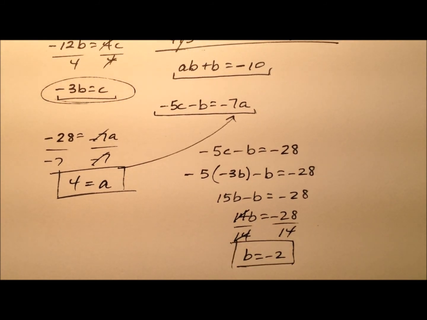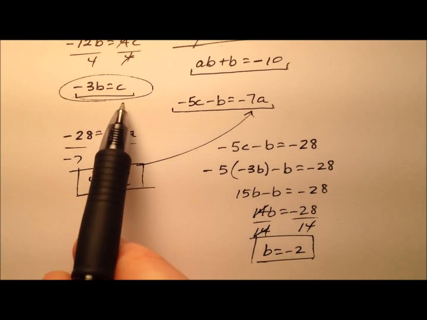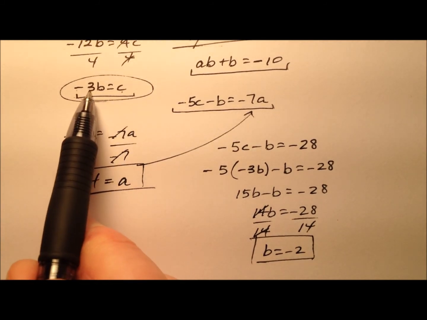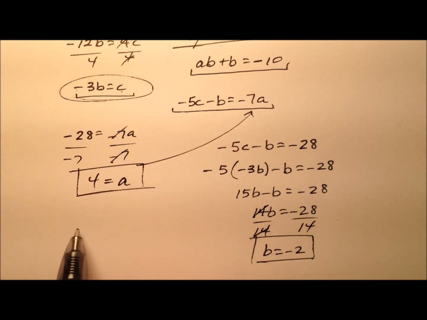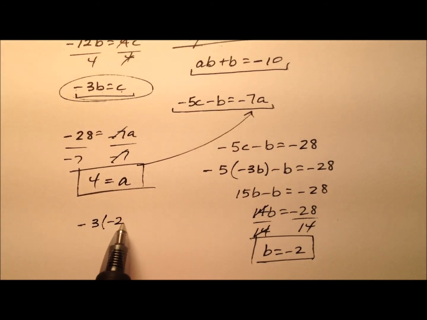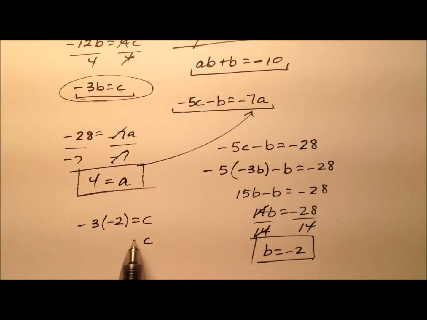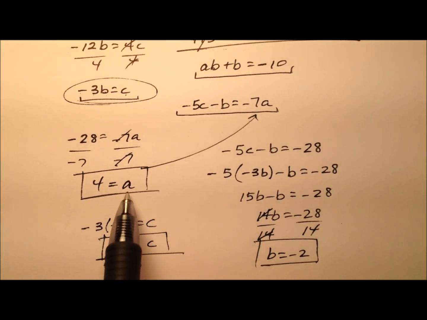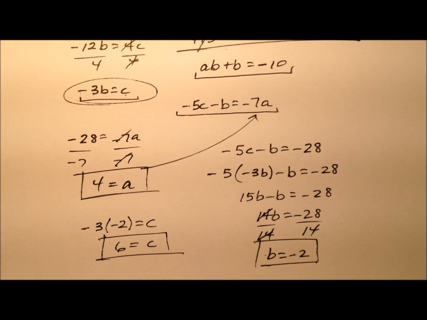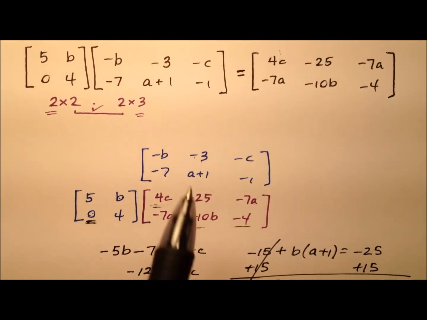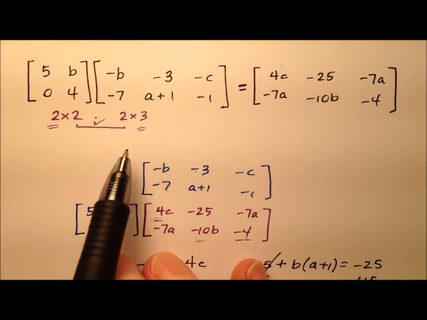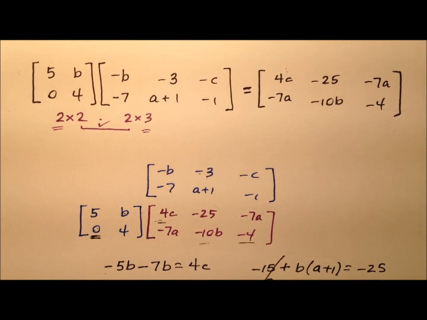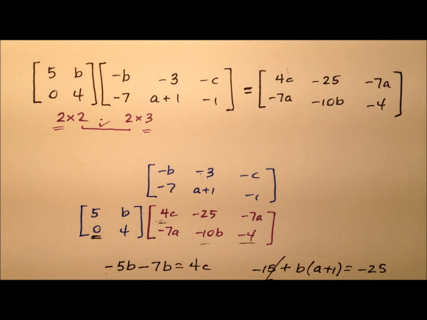Okay, let's plug that back in and solve for c. Well, we said c was negative 3 times the value for b. So negative 3 times that value of b equals c. c equals 6. So in this case, we know that a is 4, b is negative 2, and c is 6. And if you were to plug those in up here in this initial equation for all the multiplication, you would see that it works out just fine.